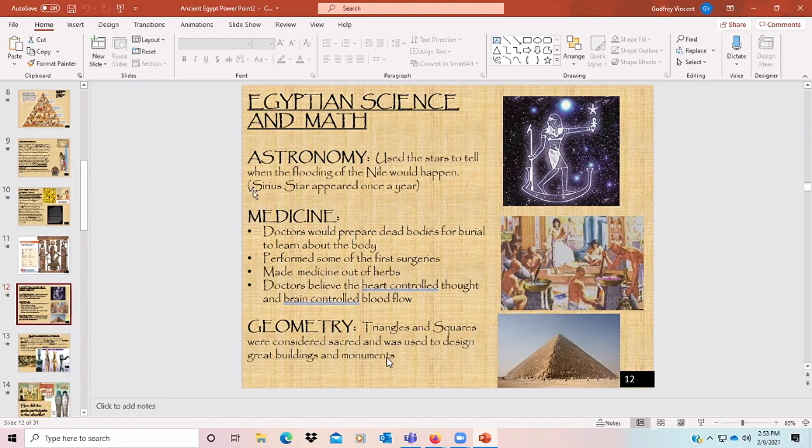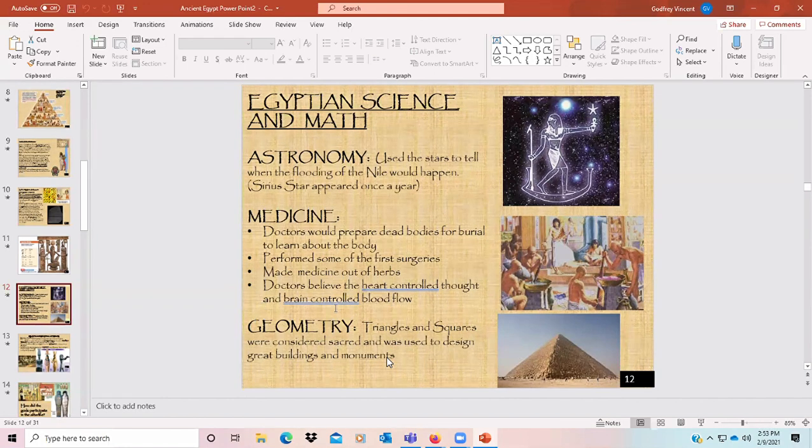They engage in medicine. So medicine is not Greek and Roman only. The ancient Egyptians knew about medicine. They had doctors, they had morticians, they performed some surgeries, and their medicine was made from herbs. They knew about herbal remedies. They used herbs to cure and heal people. And this is what the doctors believed: that the heart controls thought and the brain controls the blood flow.